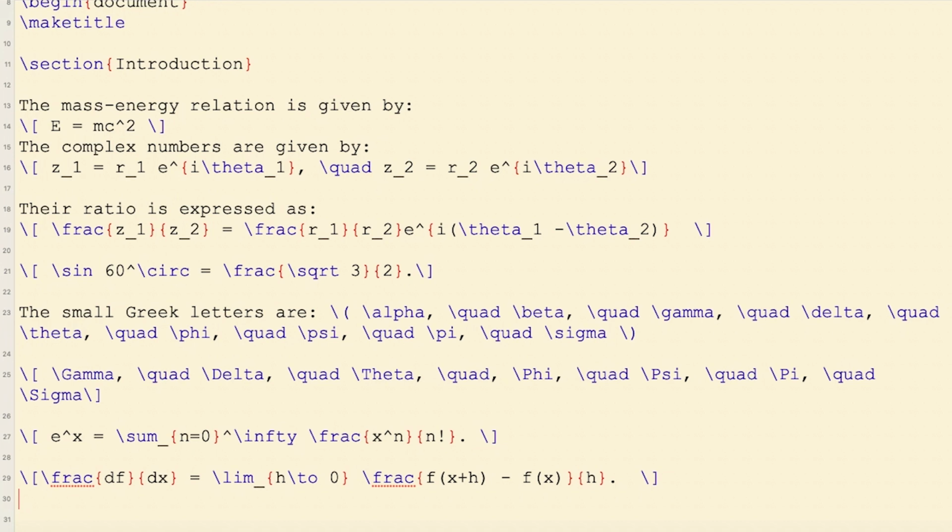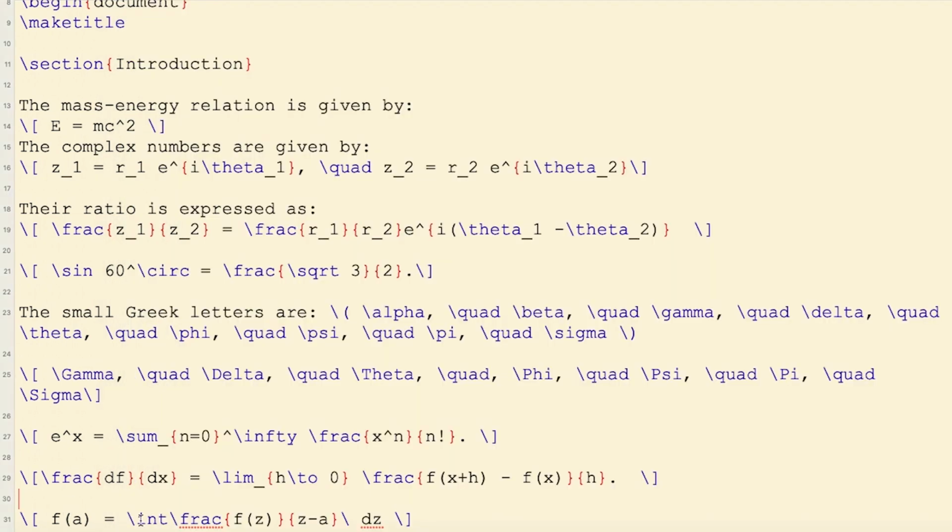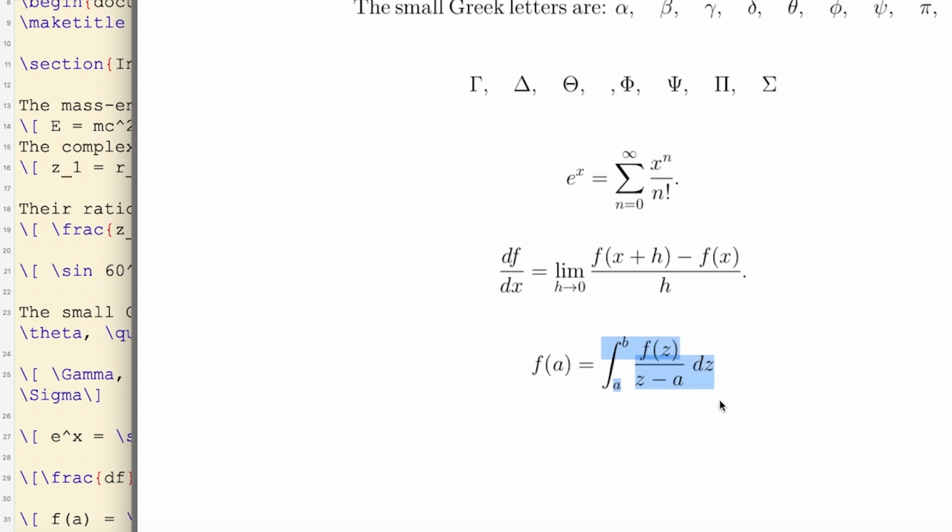A simple integration is written as \int. For example, if I write f(a) = \int \frac{f(z)}{z-a} dz, it displays f of a equal to integration over f of z by z minus a with respect to z. I can put the limits as \int_a^b and then the same expression. This yields the lower limit a and upper limit b in the integration.